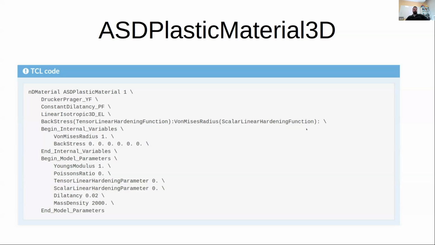And then depending on what you selected up here, you can initialize your internal variables. So we're going to set the von Mises radius to be 1 and the back stress to be at 0. And then you can specify model parameters. There's a lot of flexibility in how to specify these things, and it's basically up to the user to specify them.